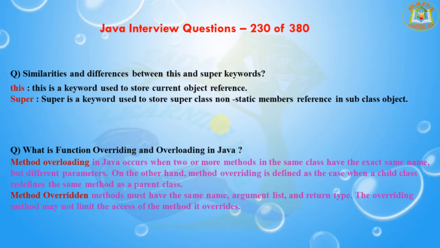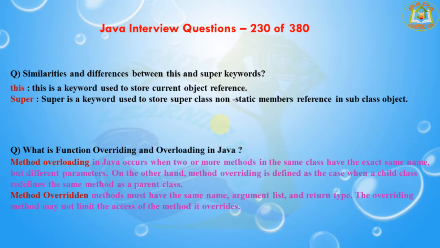Method overloading in Java occurs when two or more methods in the same class have the exact same name but different parameters. And coming to method overriding, overridden methods must have the same name, argument list, and return types. The overriding methods may not limit the access of the methods they override.